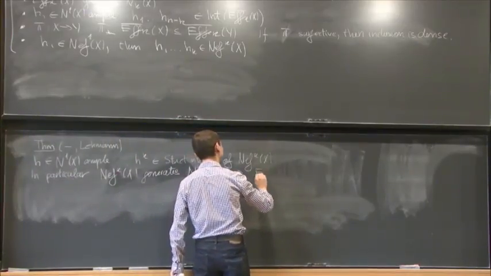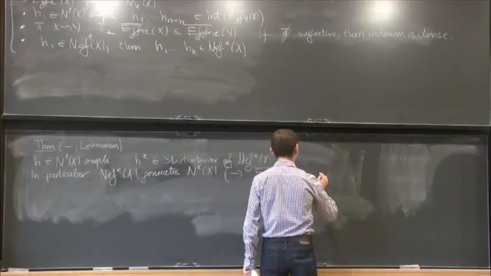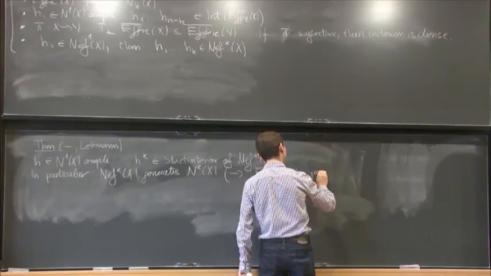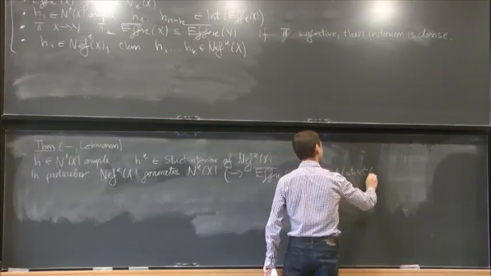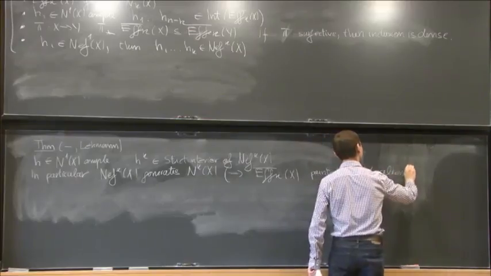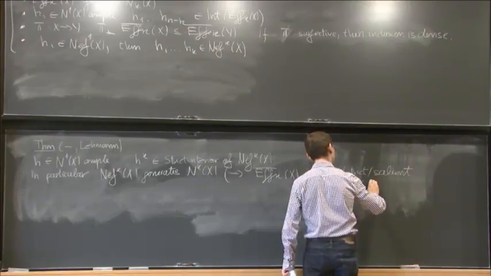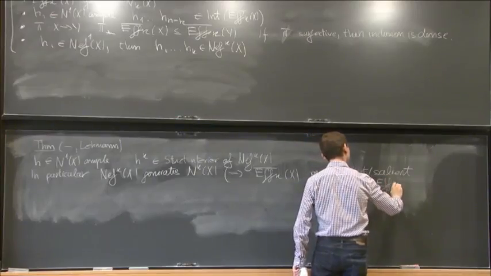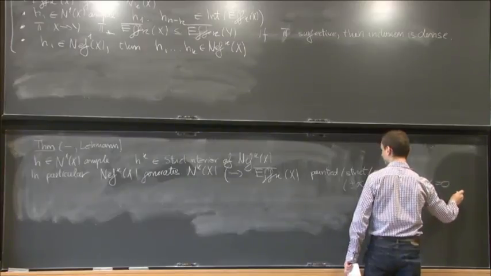So this further implies that the pseudo-effective cone is pointed, or some people call it strict, some people call it salient. And what it means is that plus minus alpha pseudo-effective implies that alpha is 0.